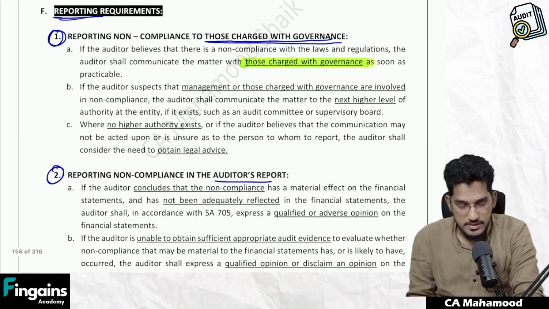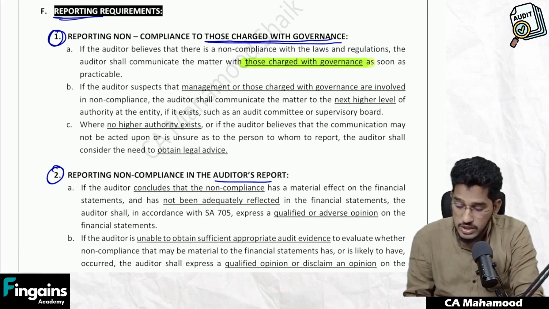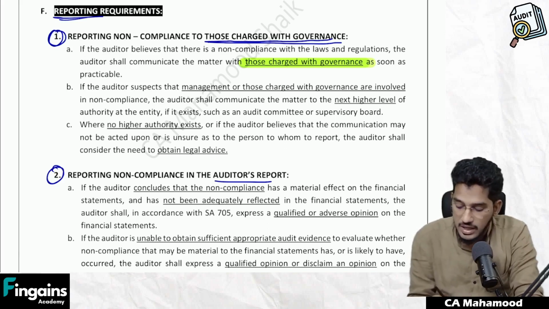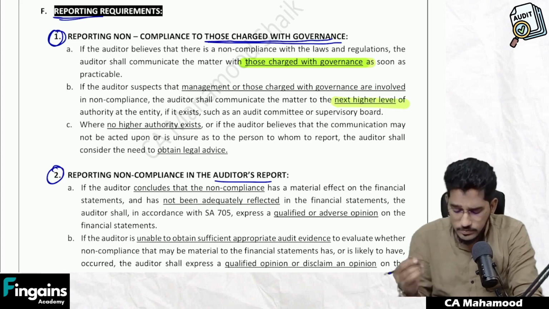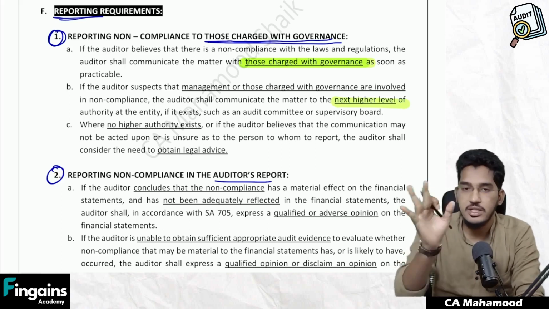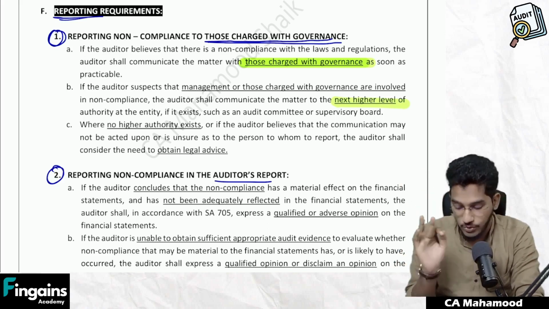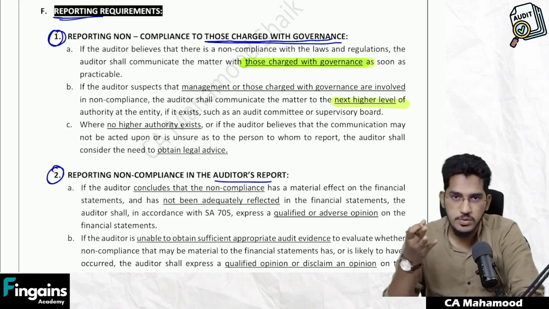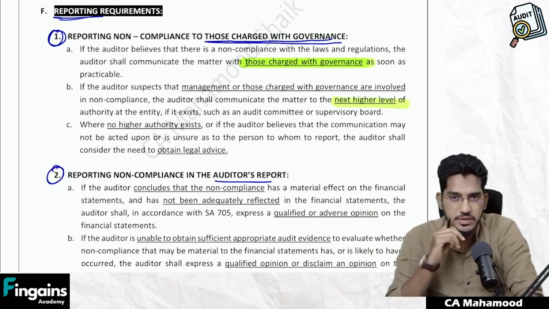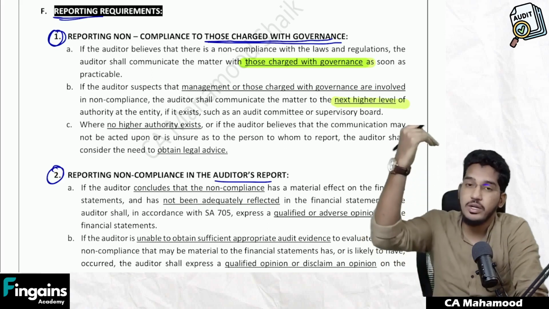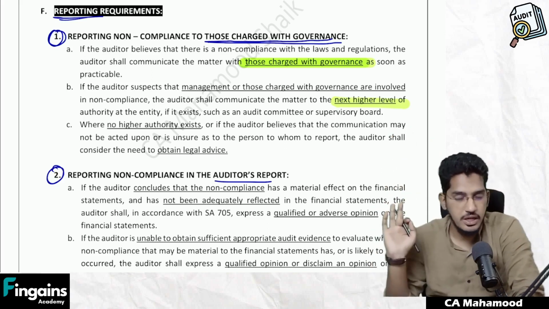If the auditor suspects that management or those charged with governance themselves are involved in the non-compliance, the auditor shall communicate the matter to the next higher level of authority at the entity, if it exists. Generally it will not exist. That's why they said if it exists, such as audit committee or supervisory board. But practically speaking, the audit committee itself falls in those charged with governance. In 90% of the cases, there will be no other higher level of authority than those charged with governance.